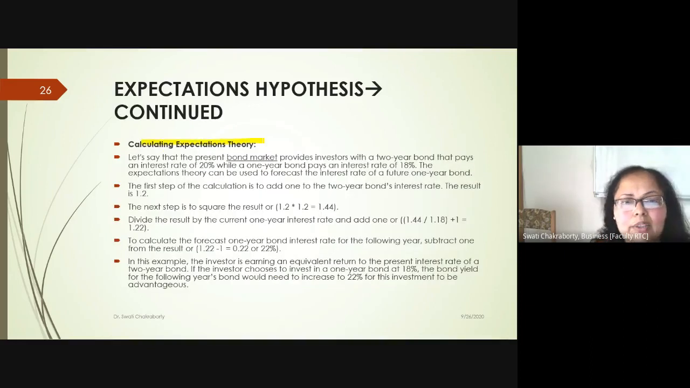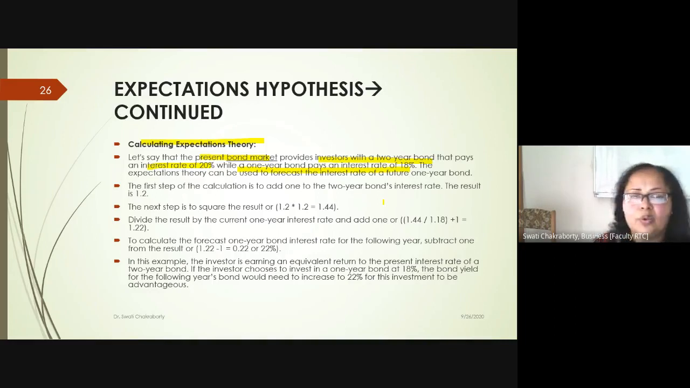So how do you calculate the expectation theory? Let's look into that. Let's say that the present bond market has two options for an investor. The investor can invest in a 2 year bond which pays an interest of 20%, and there's also an option where the investor can invest in a 1 year bond which pays an interest of 18%.